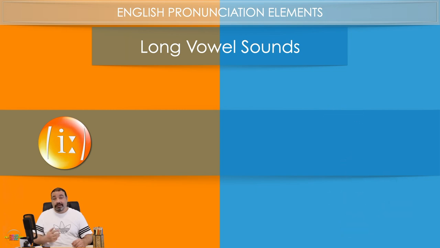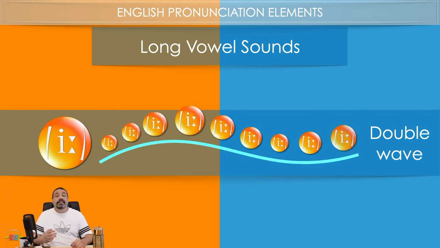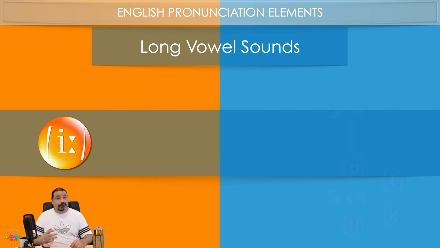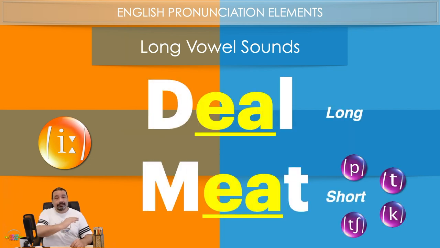However, the key for identifying and producing this sound correctly is in the quality of the sound. This sound is what I call a double wave sound, as its pronunciation is not even, changing its intensity throughout the production of the sound. Listen. E, E, E. So in here we have deal, and meet.